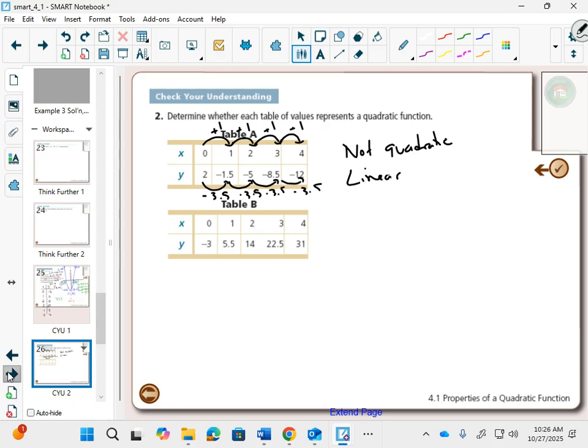Okay, this one we are going up 8.5. Oh my goodness, they made another line. That one is also not quadratic.